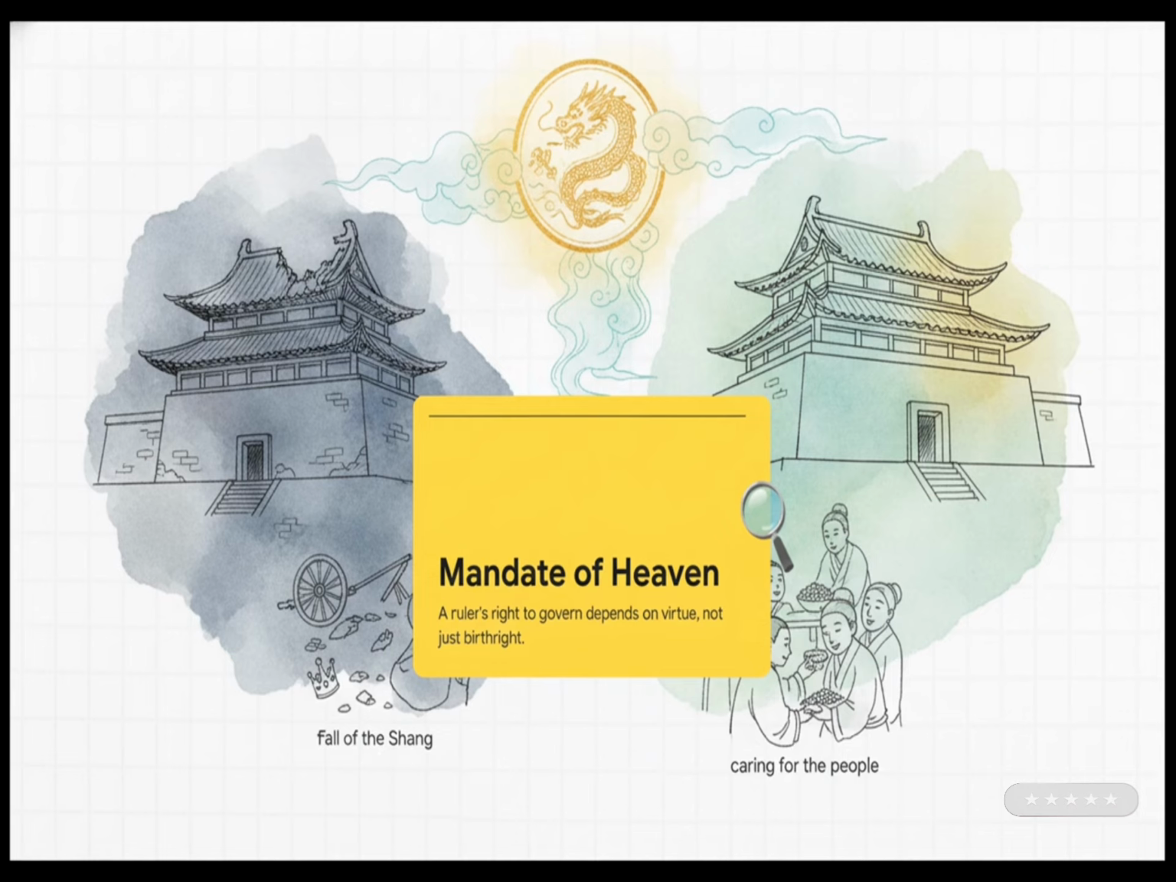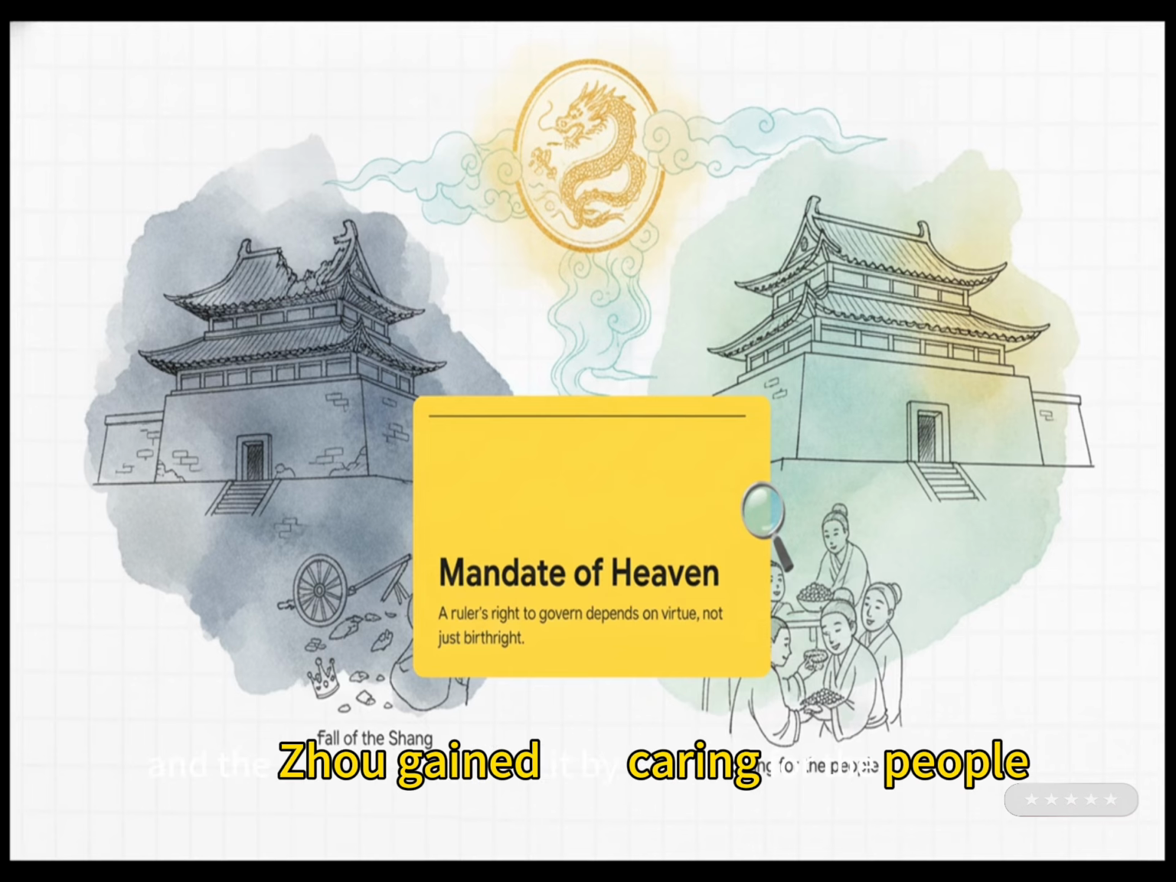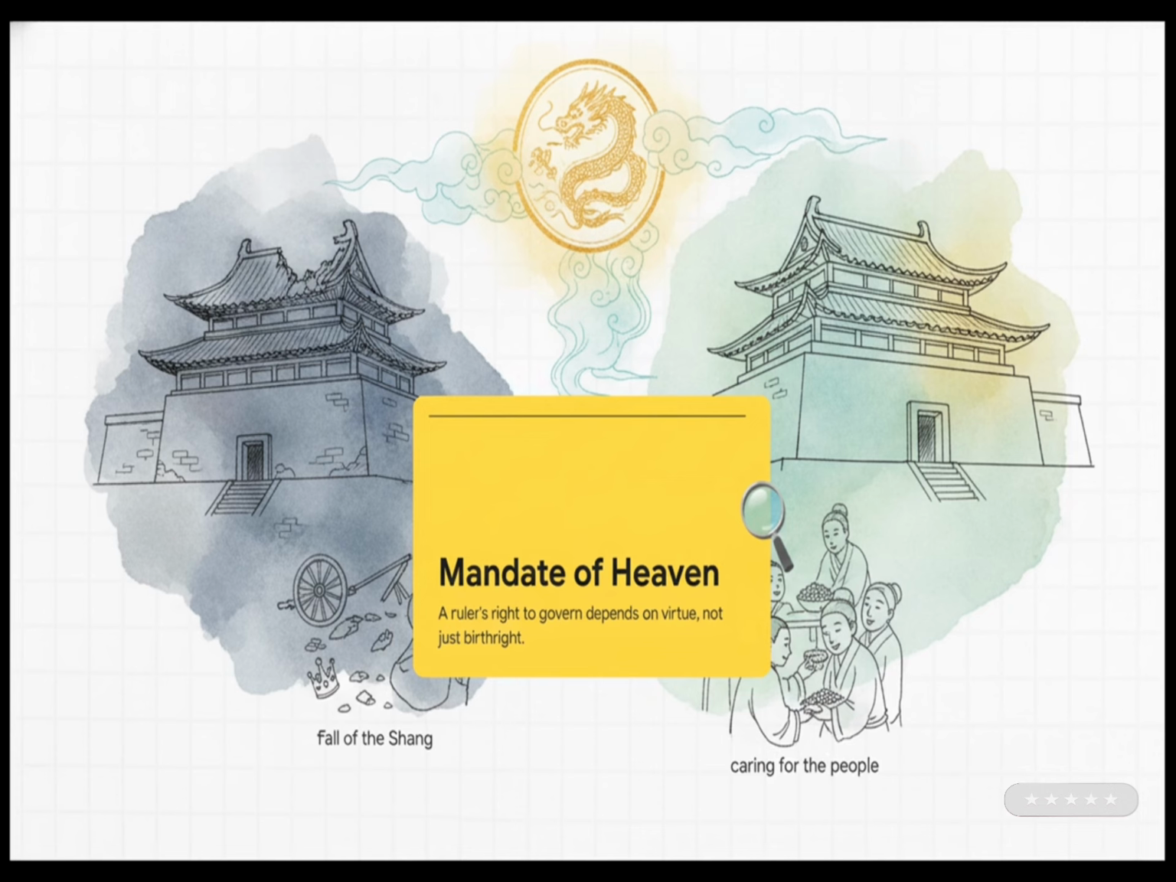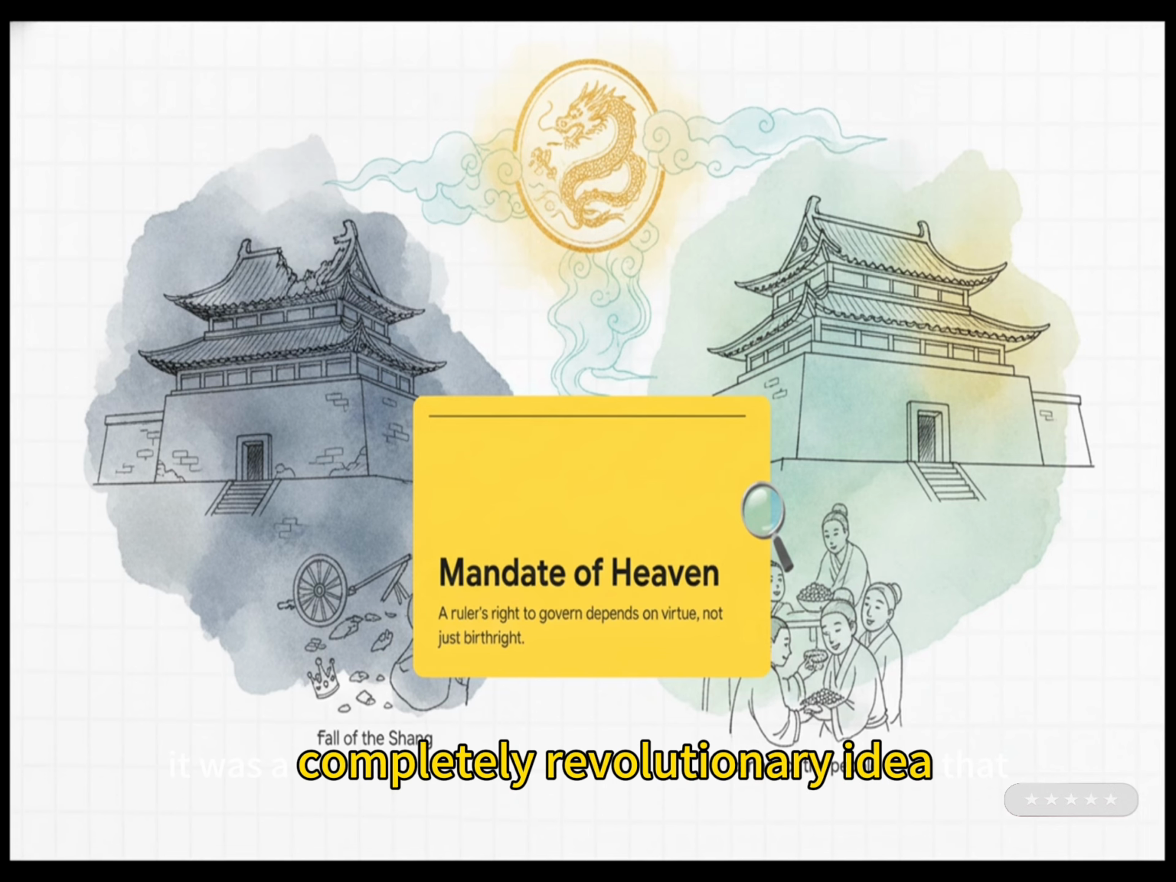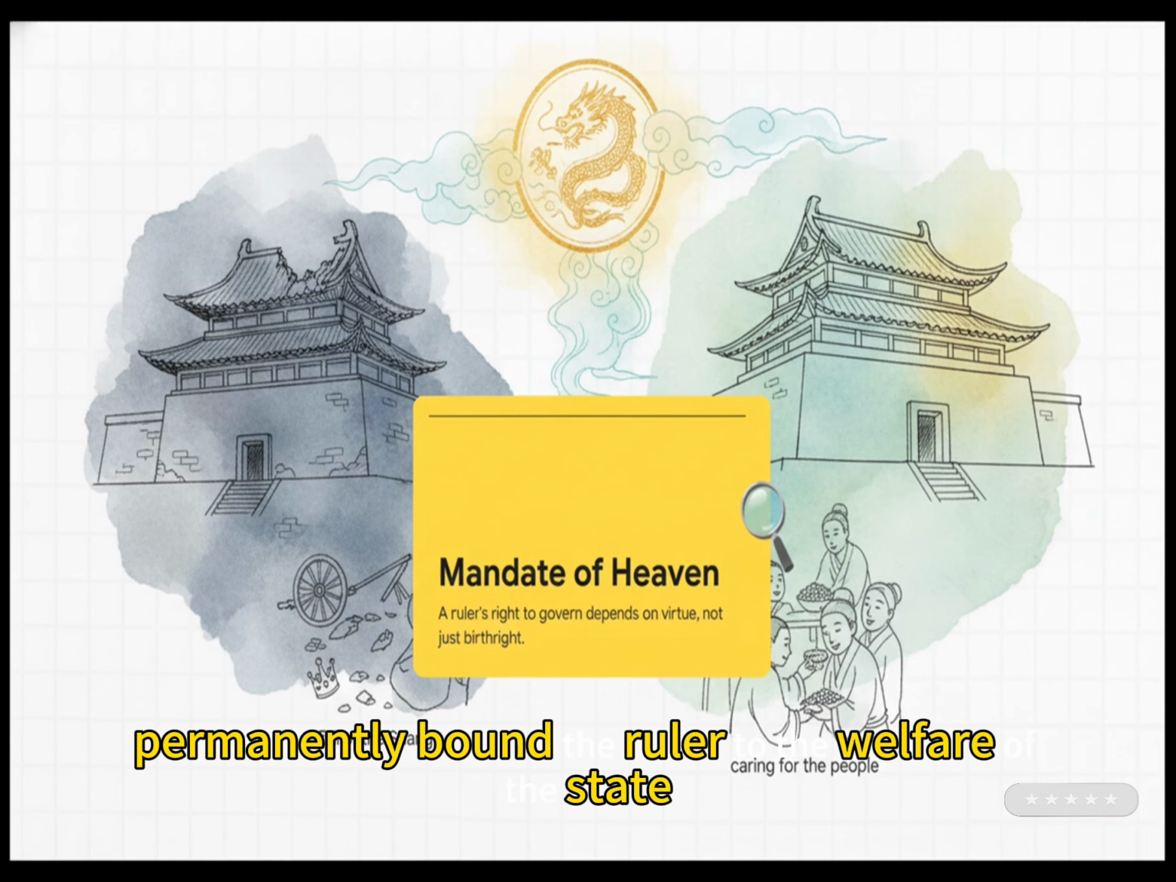To legitimize this massive transition of power, the Zhou introduced a foundational piece of historical philosophy, the Mandate of Heaven. The idea here was that absolute power wasn't just a natural birthright. It had to be continuously earned through virtuous governance. The logic was that the Shang lost the mandate because they became cruel, and the Zhou gained it by caring for the people. It was a completely revolutionary idea that permanently bound the ruler to the welfare of the state.